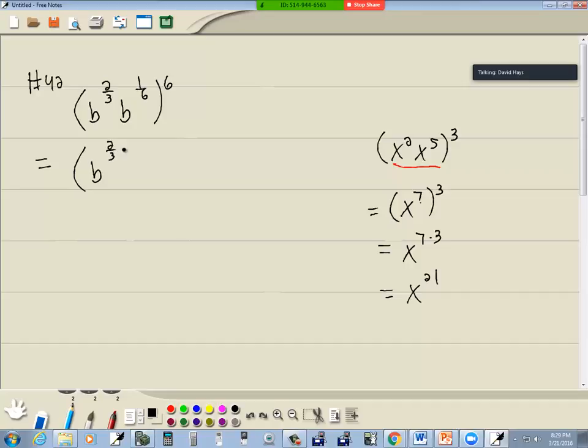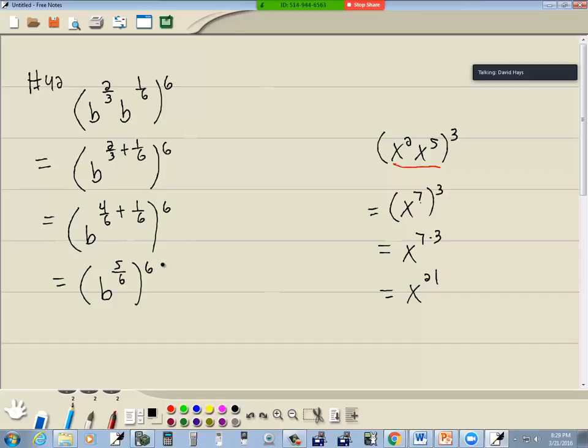So I got 2/3 plus 1/6. Now I need to get a common denominator to add these together, which would be 6. So this becomes b to the 4/6 plus 1/6. On the first fraction, I multiply the bottom part by 2, so multiply the top part by 2. That's why it becomes 4/6. Which then gives us b, 4/6 plus 1/6 is 5/6.